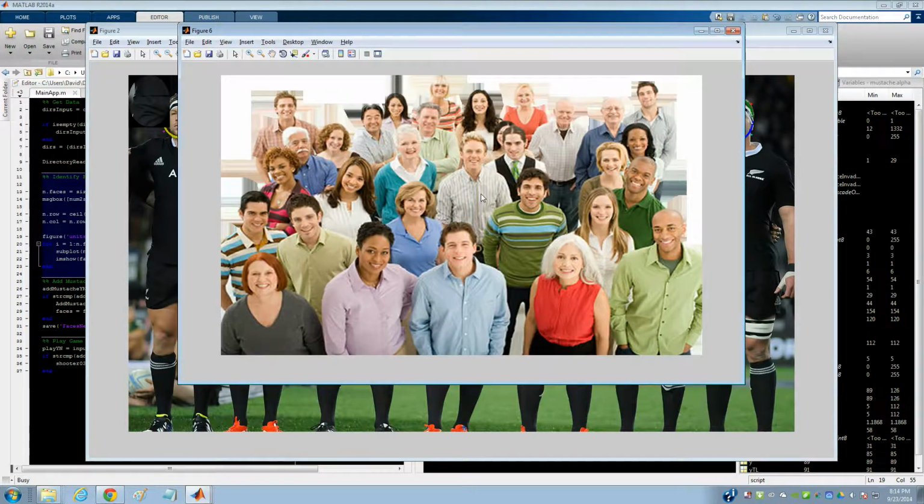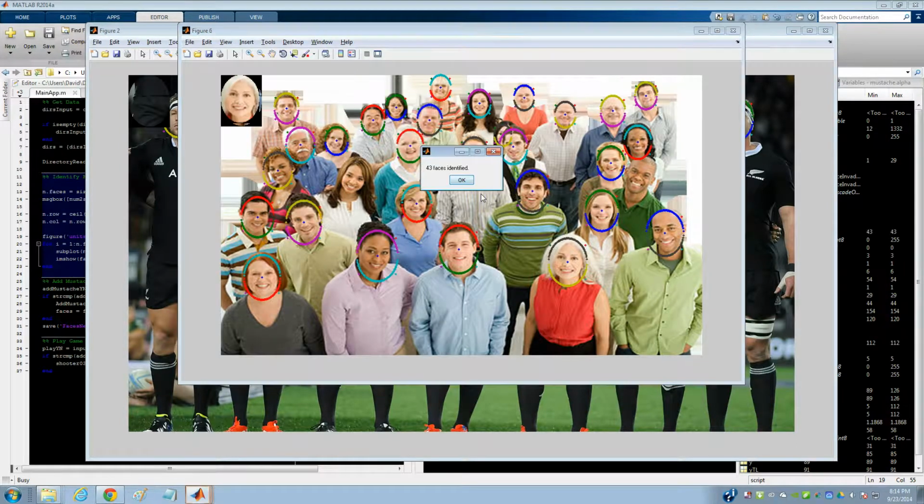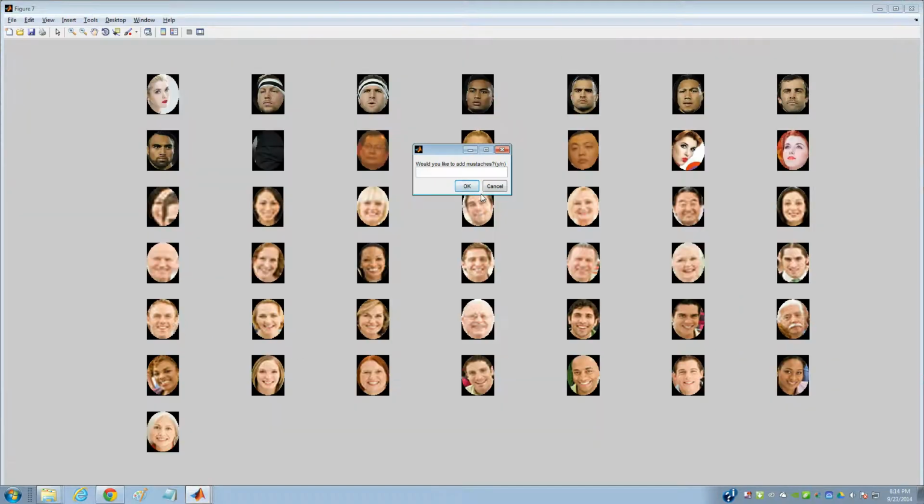and a random picture off the internet of people, and 43 faces were identified, and there they are. We have a false positive here. We have not exactly a false positive, but a comical accidental thing. In the movie star pictures, there were other people in the background that just happened to have been picked up unintentionally. And would you like to add a mustache? Of course you'd like to add a mustache. I will hit yes.